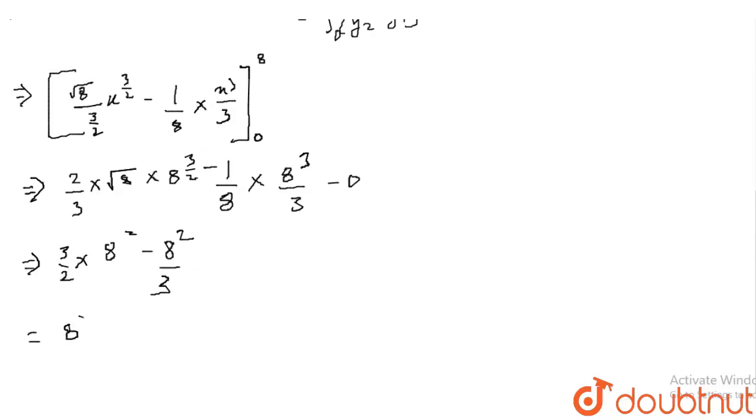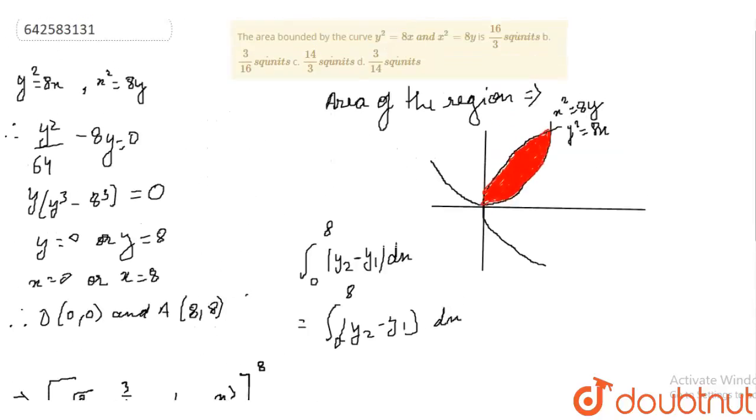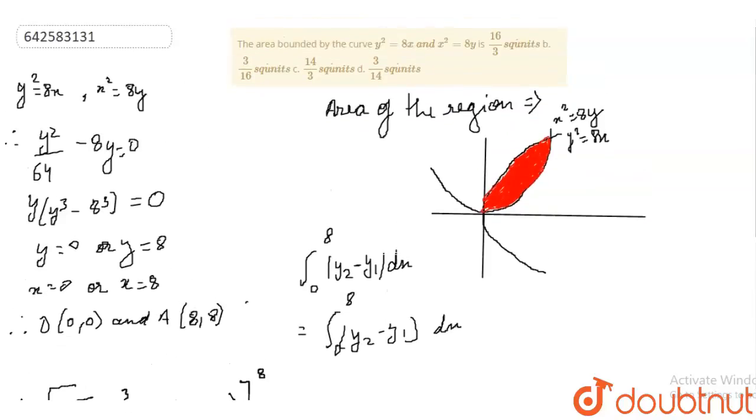That will be 8 square upon 3 times (2 minus 1). We will get 64 upon 3 square unit. So here we see 64 upon 3 is the correct answer. We don't have this answer in the options.